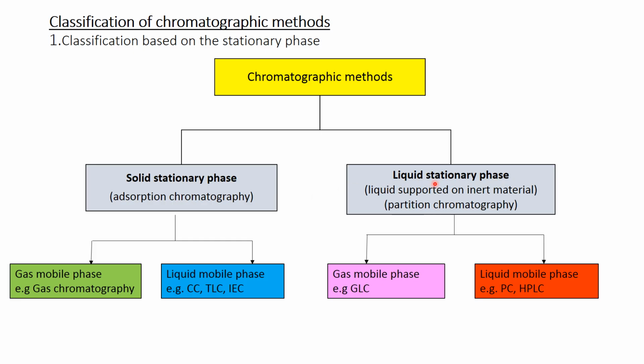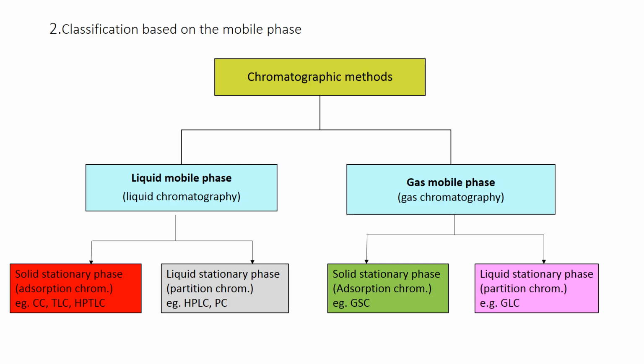When you have liquid as a stationary phase, you can again have two choices: gas as a mobile phase or liquid as a mobile phase. When you use gas as a mobile phase, that technique is called gas liquid chromatography. When you're using liquid as a mobile phase, the techniques which usually have this combination are paper chromatography and high performance liquid chromatography. This is the first way of classifying, based on the stationary phase.